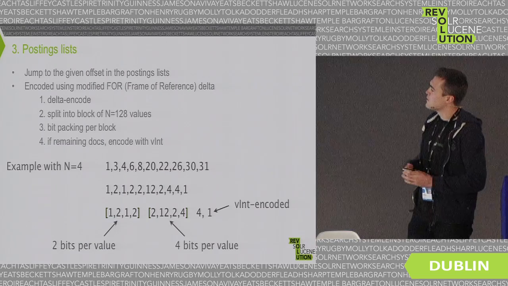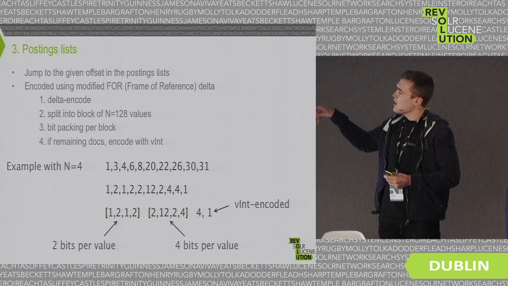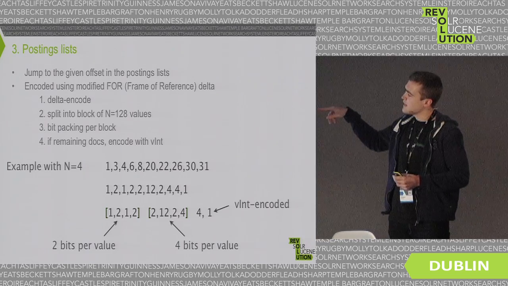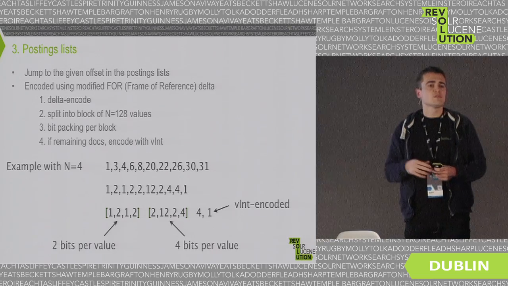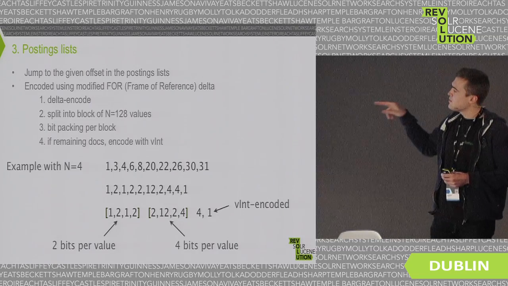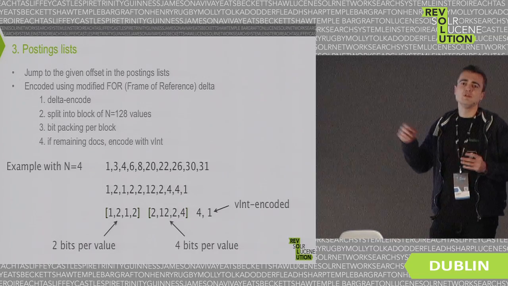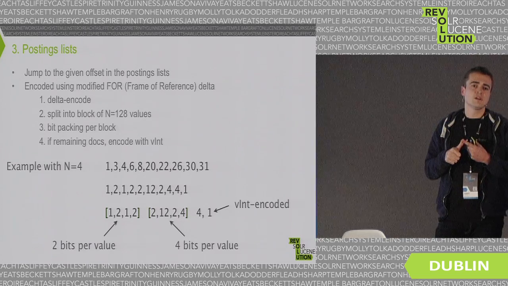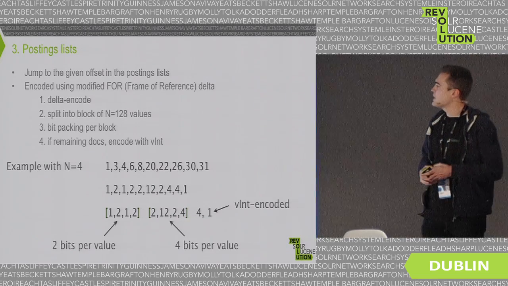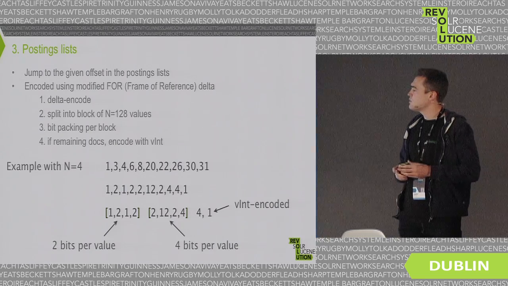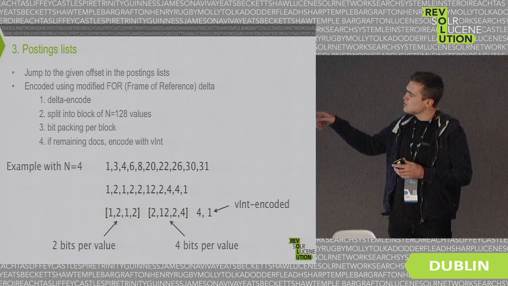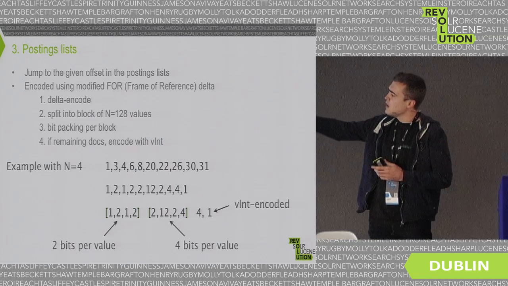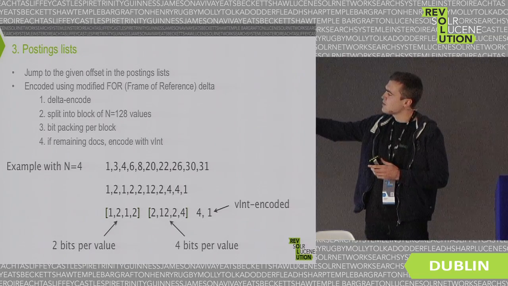So let's take an example. Here we have a posting list with a block size of 4, and we have 10 doc IDs. Doc IDs are stored using integers. This means that storing this posting list, if we didn't do any compression, it would take 40 bytes. So 10 doc IDs and 4 bytes per doc ID. So let's try to compress them. First, we are going to delta compress this list. This means that we are going to replace 3 with 3 minus 1, 4 with 4 minus 3, etc.